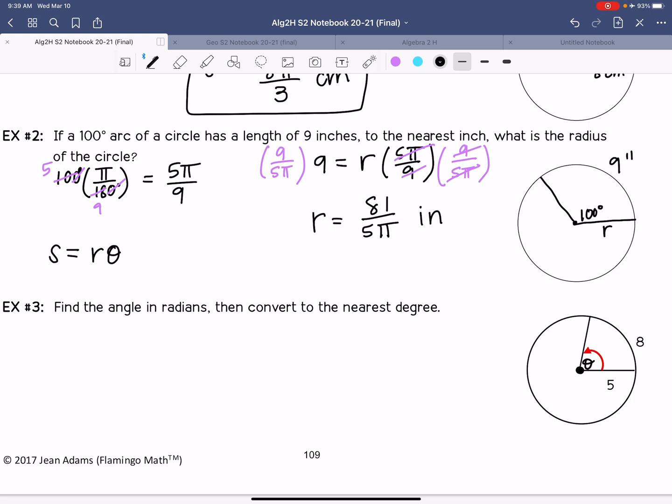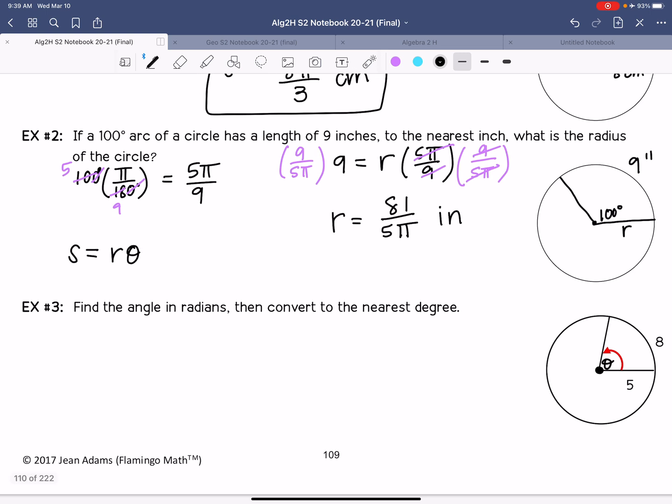Okay, so we have to still use that same one. S equals r theta. I know what S is. S is my arc length. My arc length is 8. My radius is 5. My theta, I don't know. Okay, solve for theta. So I'm going to divide each side by 5. So we get theta is equal to 8/5.